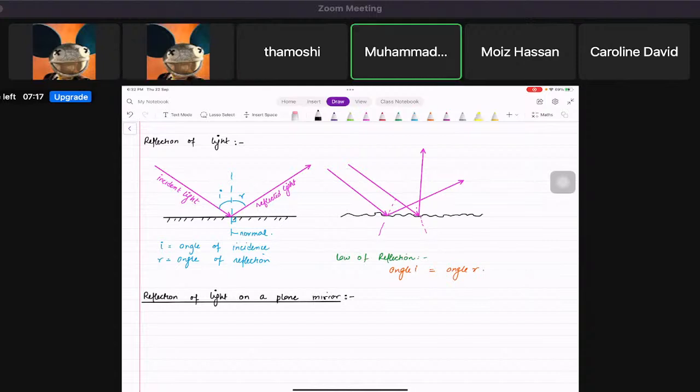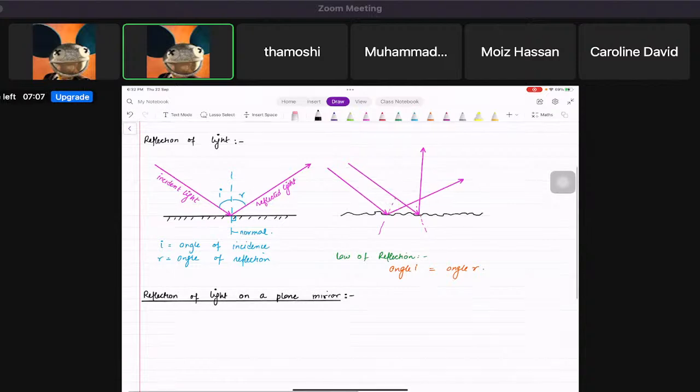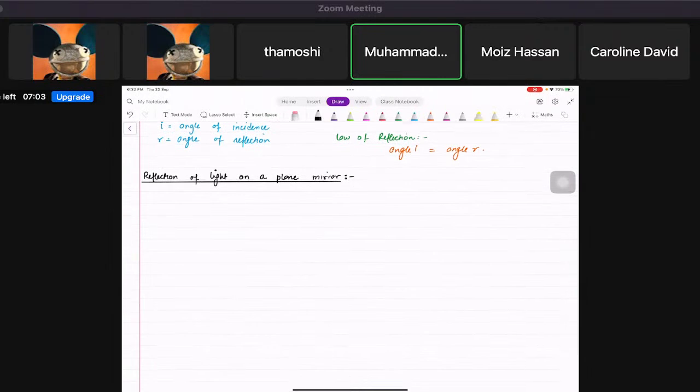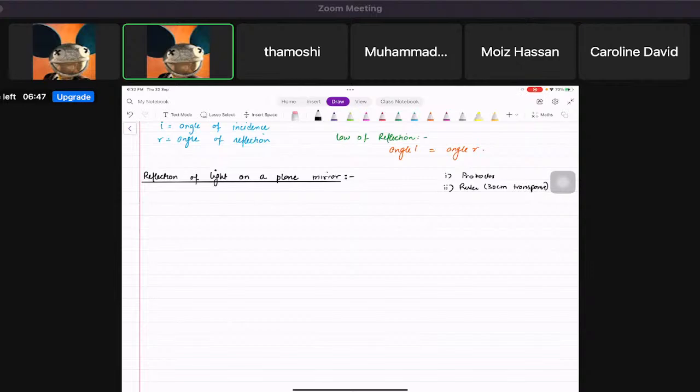Sir, is this going to be in the theory part or the alternate for practical? Both. It can be in both, okay? Now, what do you need to bring in the exam? You need to have a protractor, you need to have a ruler, preferably 30 centimeter and transparent one. And then you need to have a sharp pencil. That's what you need, okay?